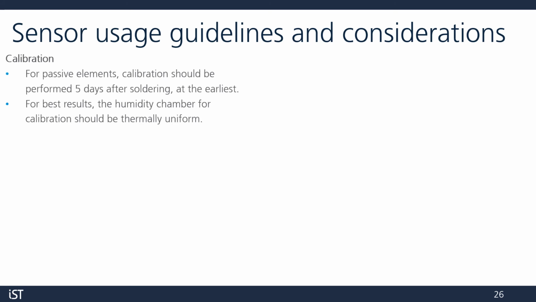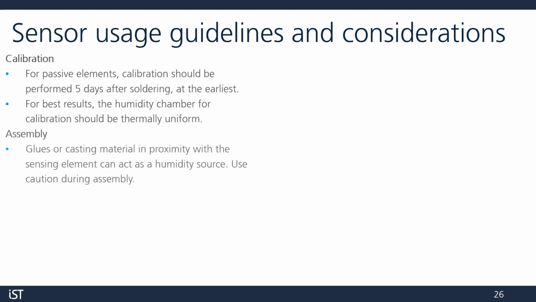Calibration. For passive elements like the P14, you should hold off on calibration until 5 days after soldering at the earliest. You should also be sure that your humidity chamber is thermally uniform for an accurate calibration. Assembly. Be sure that your glues or casting materials are not too close to the sensing area. These can act as a humidity source and affect your measurements.